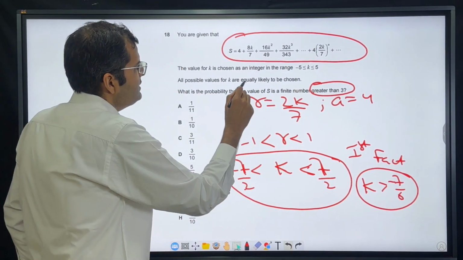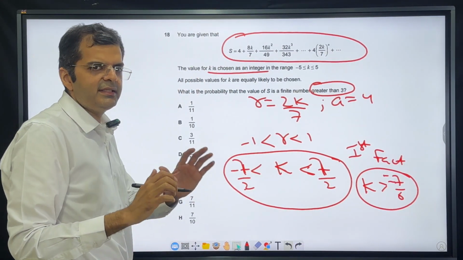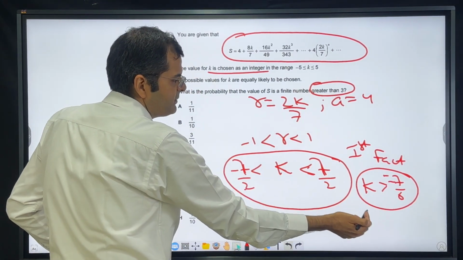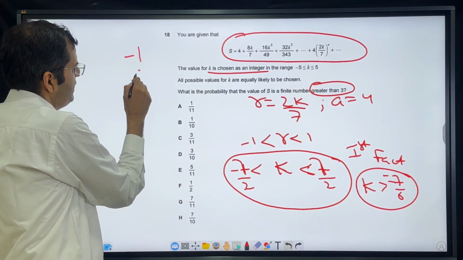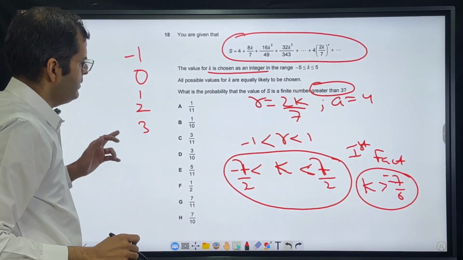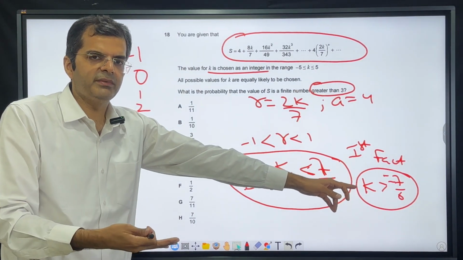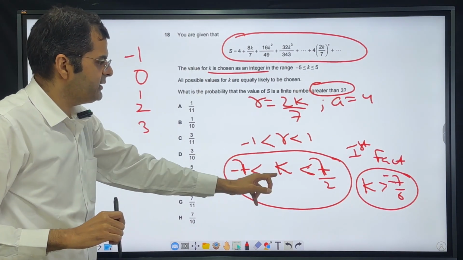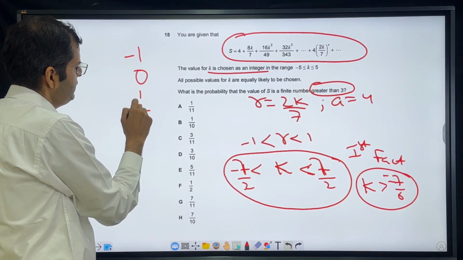And k is an integer. So k greater than minus 7 by 6. Minus 7 by 6 is minus 1 point something. So what are the integers which are greater than minus 1 point something and less than 3.5? If I list down the integers, that will be minus 1, 0, then 1, 2, and 3. Because k is greater than minus 1 point something, k can take minus 1, 0, 1, 2, 3, but k has to be less than 3.5. So these are the possible values k can get: 1, 2, 3, 4, 5.